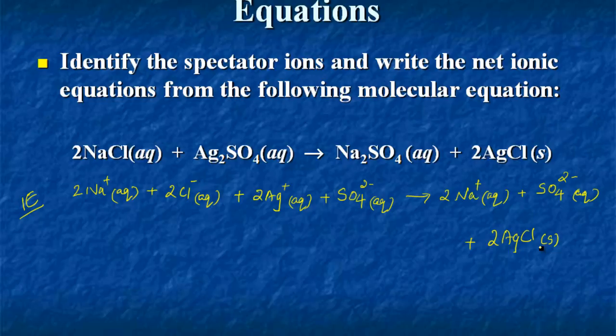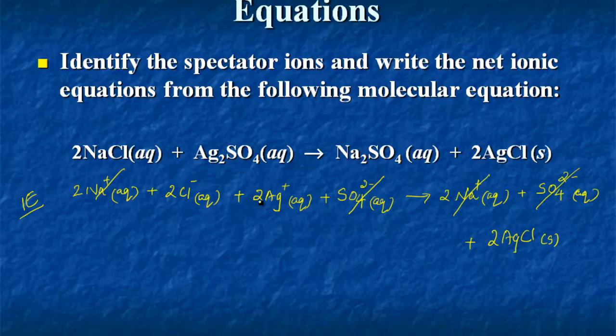2 Ag plus? Where do you see 2 Ag plus on both sides? Check again. 2 Na plus, I see 2 Na plus here and 2 Na plus here. So that is one set of spectator ions. What is the other set? SO4 2 minus and SO4 2 minus.